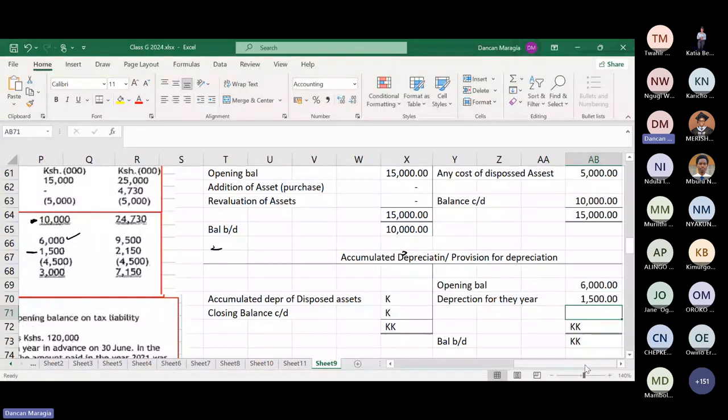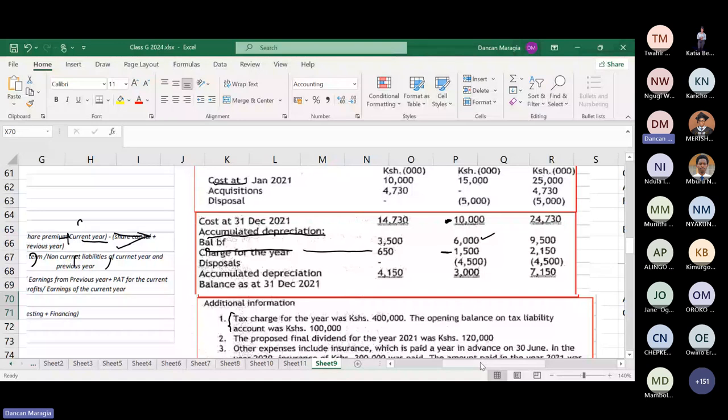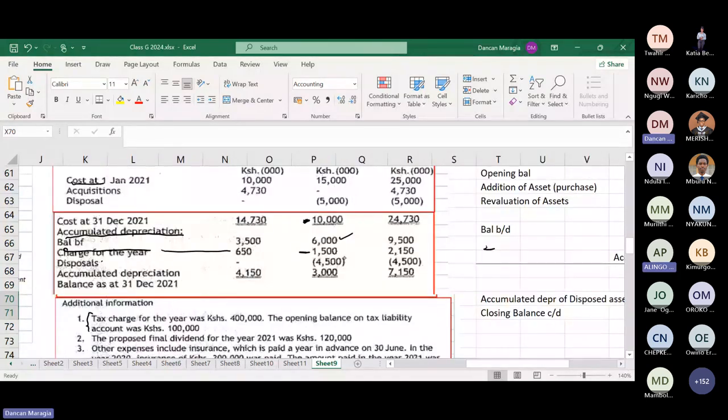So 1.5. Then did we dispose a building in the year? What was its disposed value? What was its accumulated depreciation by the time we were disposing it? Sorry, accumulated depreciation of how much? Disposals in the year? 4,500. You see, under the disposal cost, the 5,000 was the cost of the disposed building.